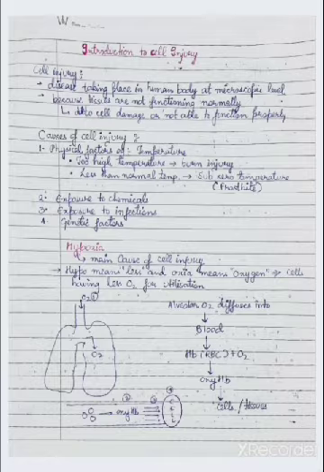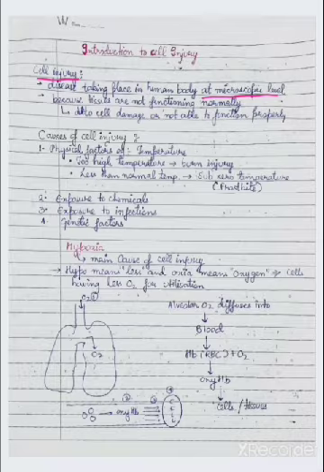Introduction to cell injury. Cell injury means disease taking place in the human body at the microscopic level, because tissues are not functioning normally due to cell damage or are not able to function properly.